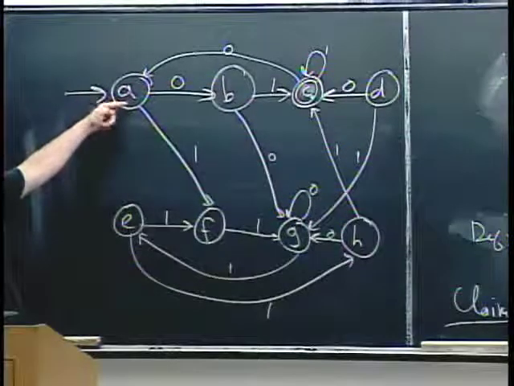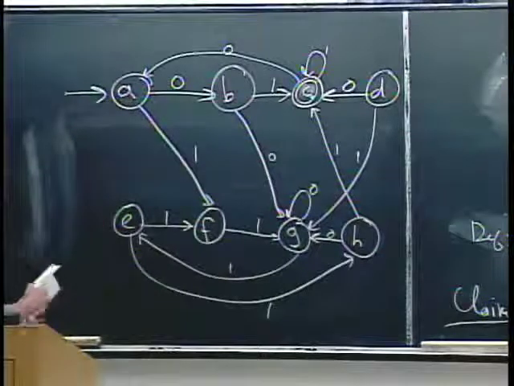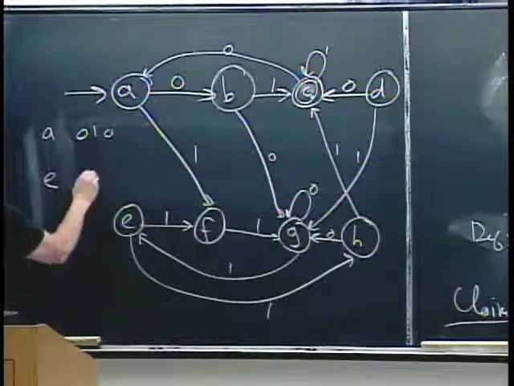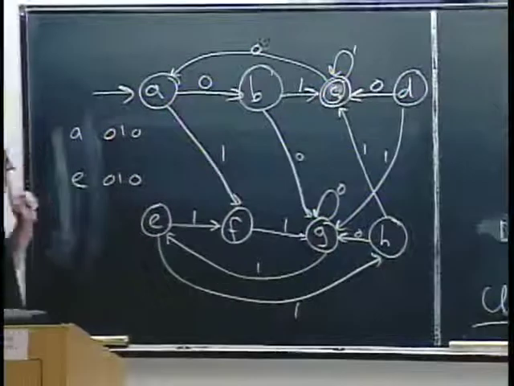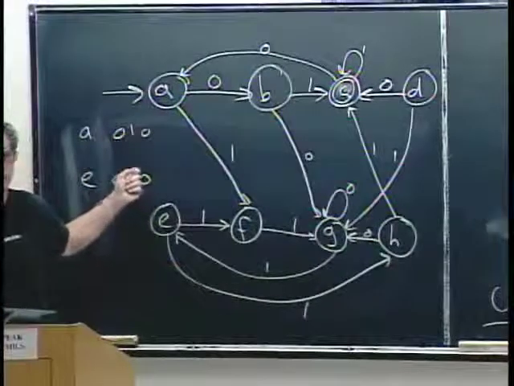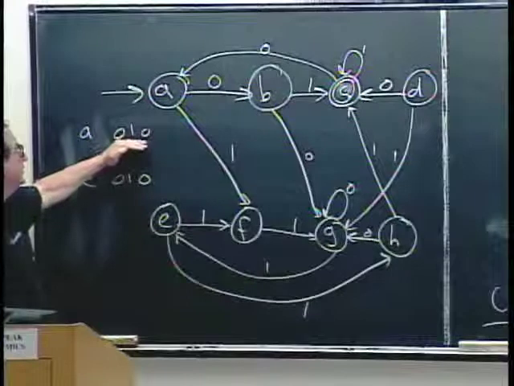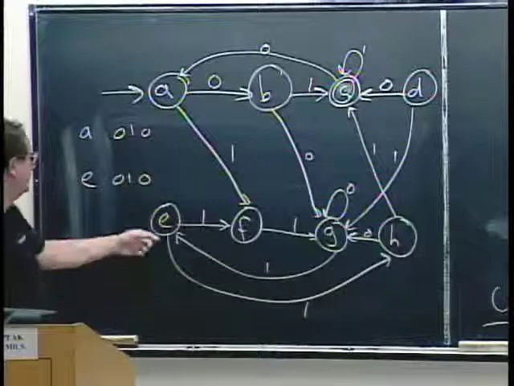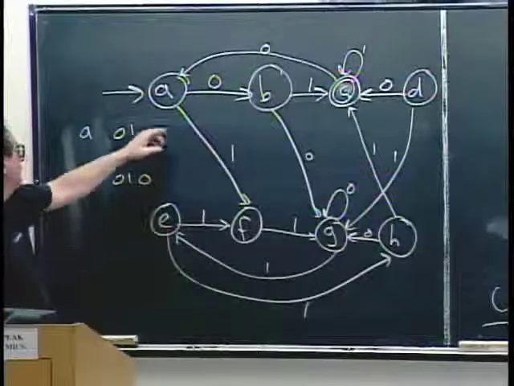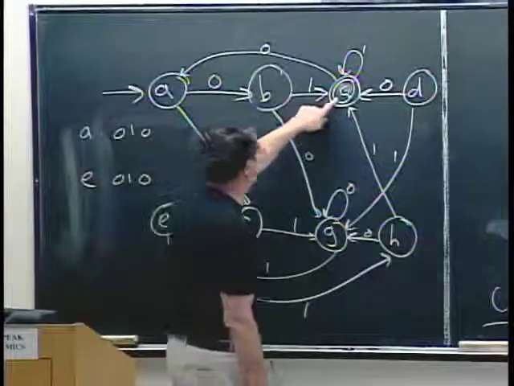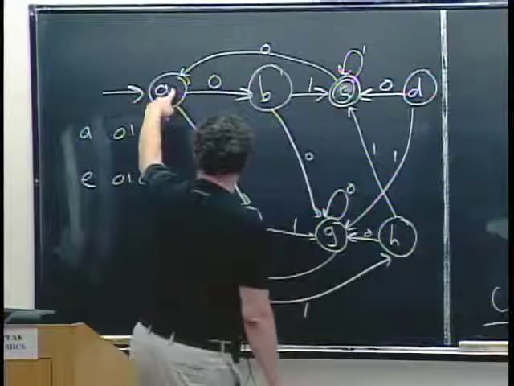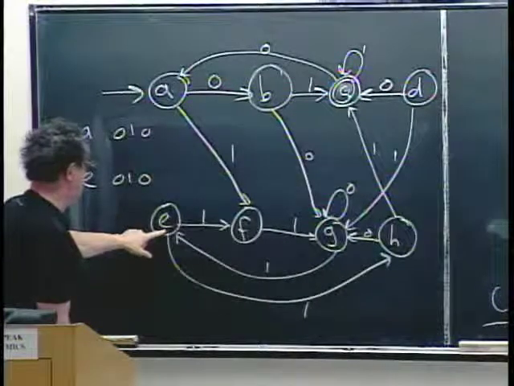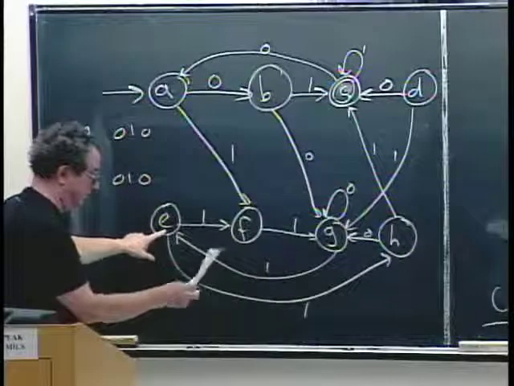So let's take A and E just as an example. From states A and E, let's just look at the string 0, 1, 0. I'm claiming that A and E are indistinguishable, so once we follow 0, 1, 0 from A, we should end up in a final state if and only if you end up in a final state starting from E. So 0, 1, 0, non-final. Start from E. Where's the 0 from E?